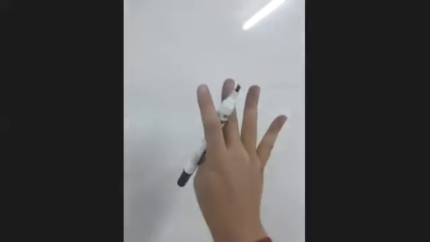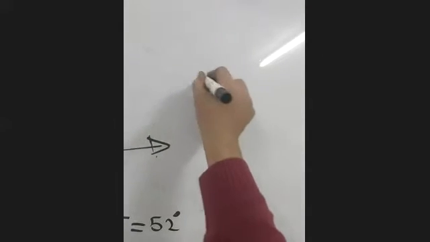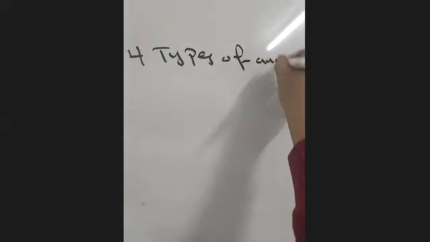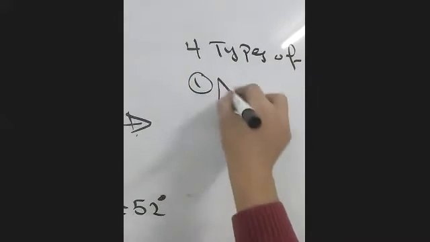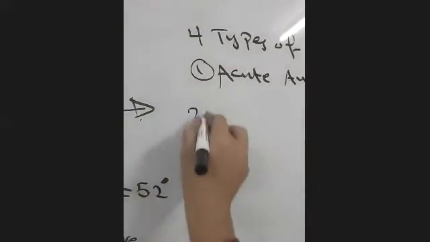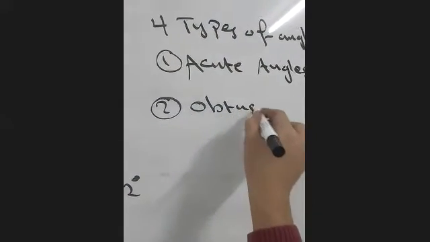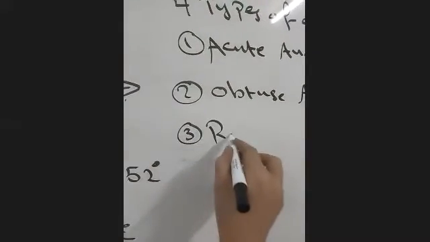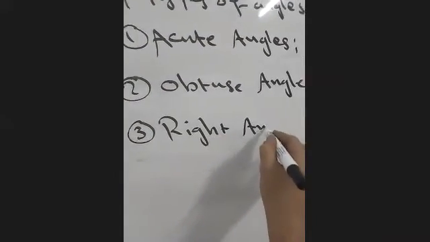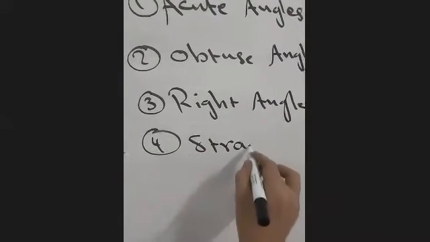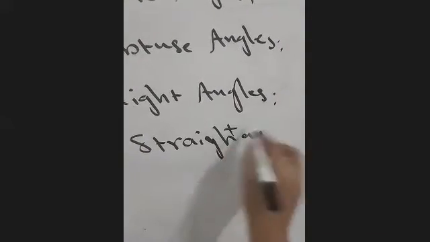Now, the angles, guys, you know that we have 4 types of angles. You know that before, 4 types of angles. We have the first one, acute angles. You did that before. You have obtuse angles. You have right angles. And you have straight angles.